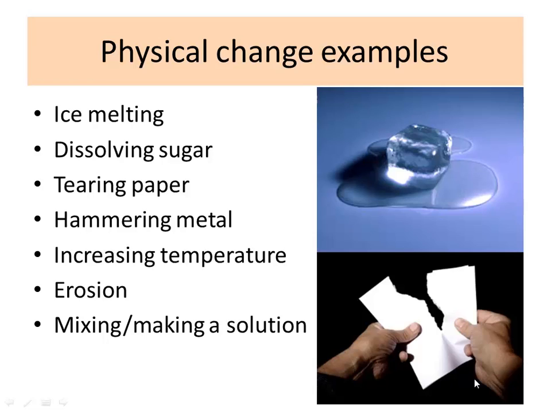So some examples of physical changes are ice melting, sugar dissolving, tearing paper, hammering a metal, increasing temperature, erosion, mixing and making a solution. Look up here, guys. Don't interrupt me. So these are all examples of physical changes. In ice melting, you have water particles.